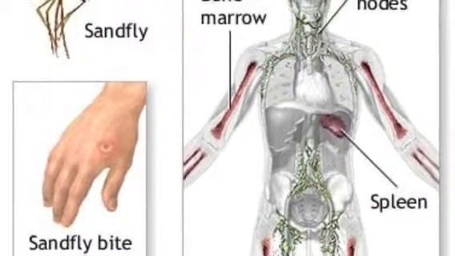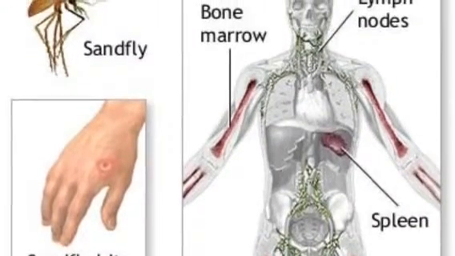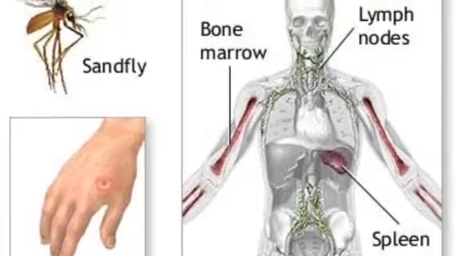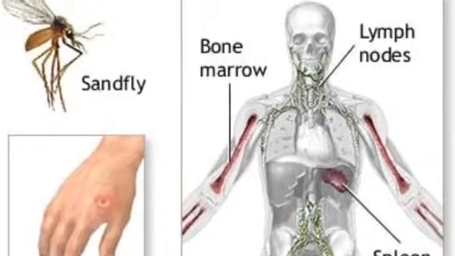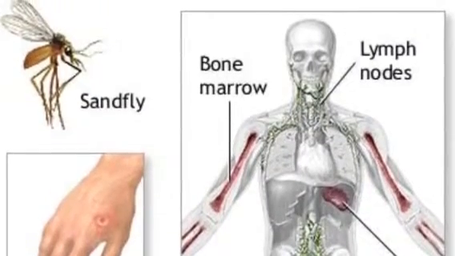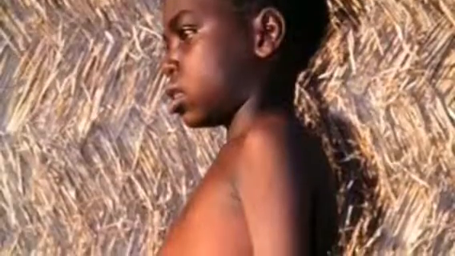Visceral leishmaniasis, also called Kala-Azar, is the most severe form of this disease. It invades the liver, spleen, bone marrow, and lymph nodes. This causes flu-like symptoms such as fever, coughing, and vomiting, but the most prominent of these is the protrusion of the abdomen due to the swelling of the spleen and liver.